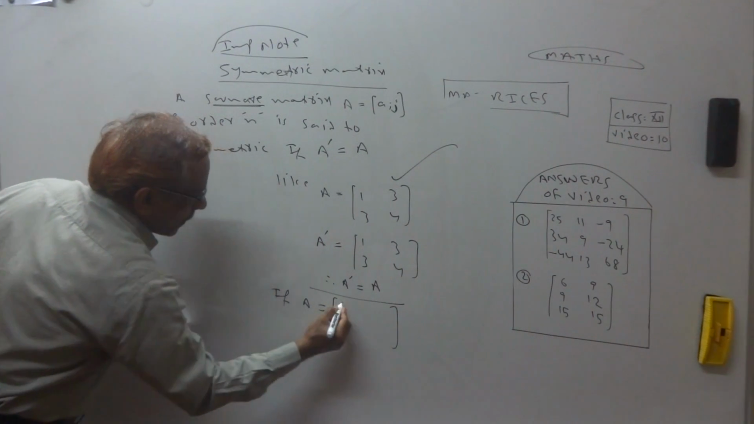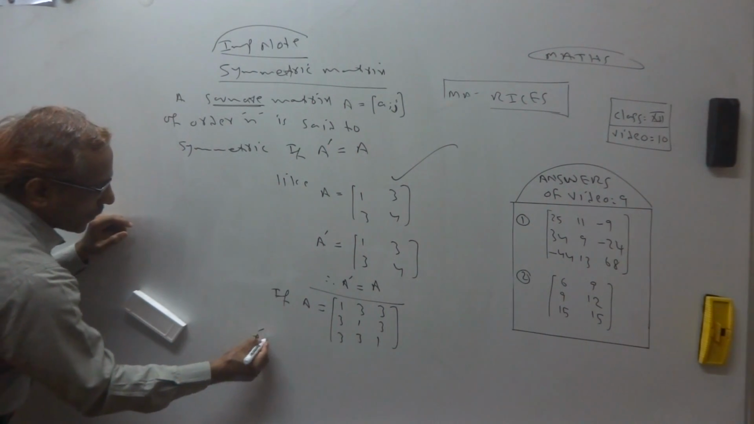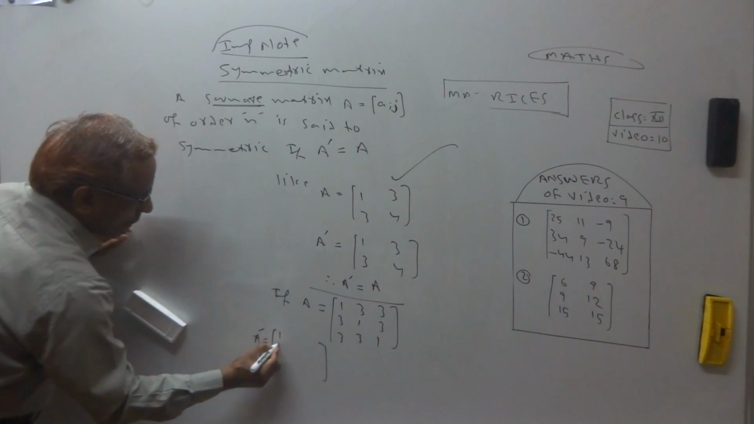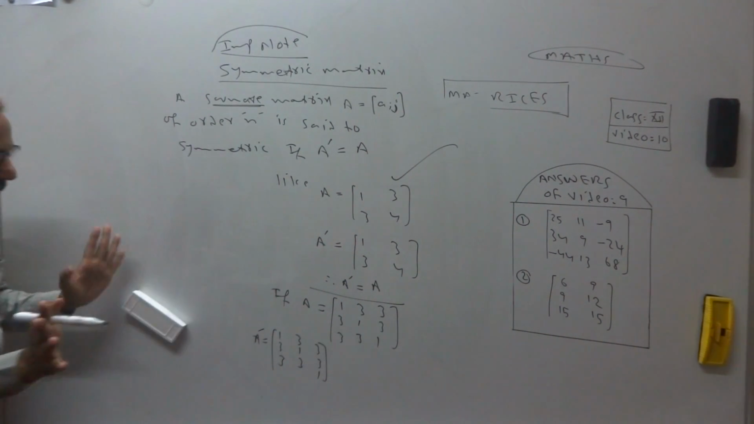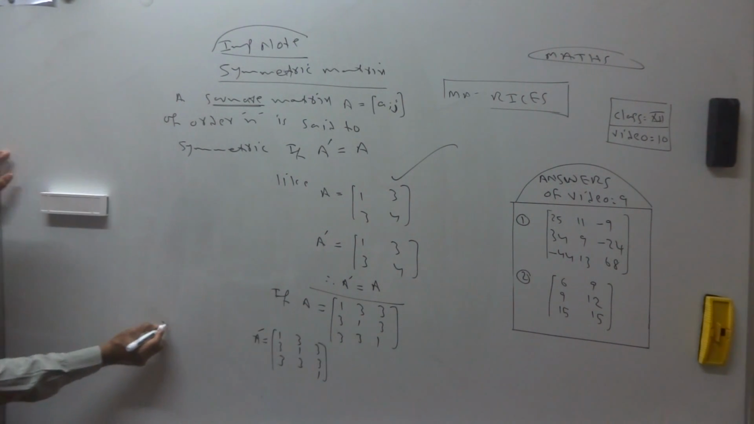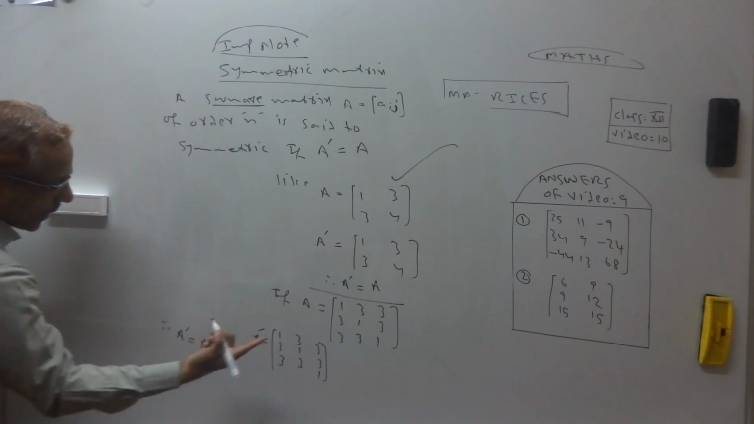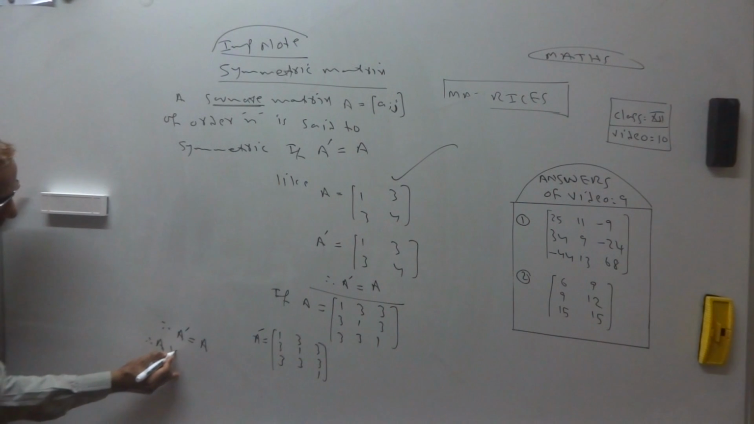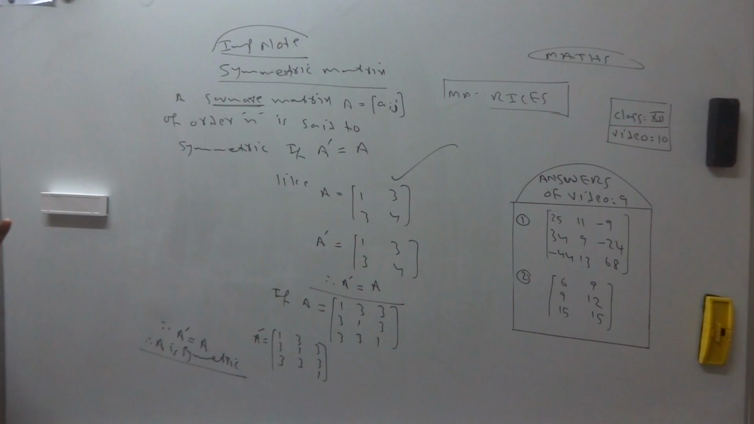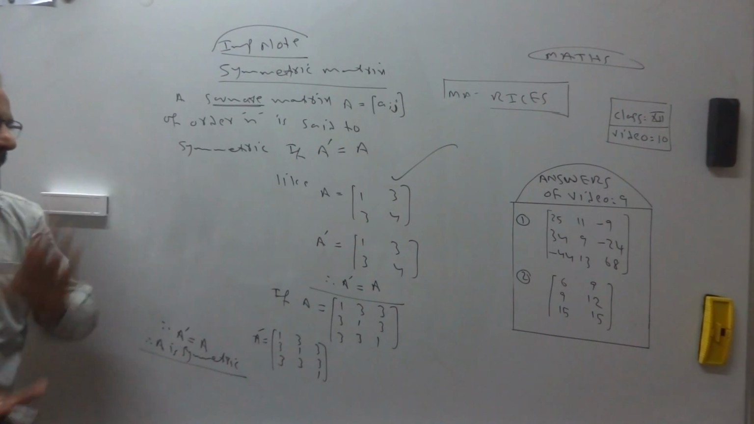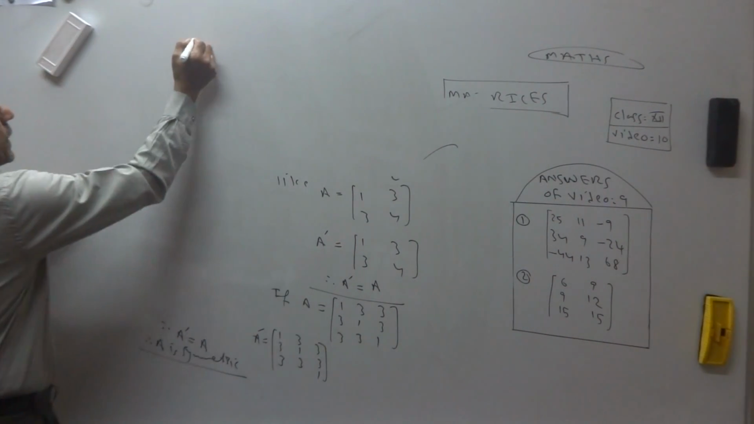One more example you see. If A is 1, 3, 3, 3, 1, 3, 3, 3, 1. See, I am taking the transpose. First row, first column. Second row, second column. Third row, third column. But you see, answers are same. Therefore, A transpose is equal to A. Both are same. That's why this A is called symmetric. So what is the meaning of symmetric? If A transpose is same as A, then A is symmetric. Finished?